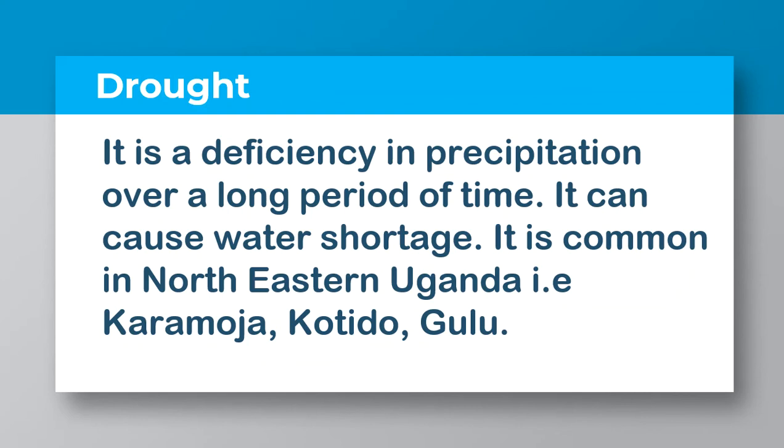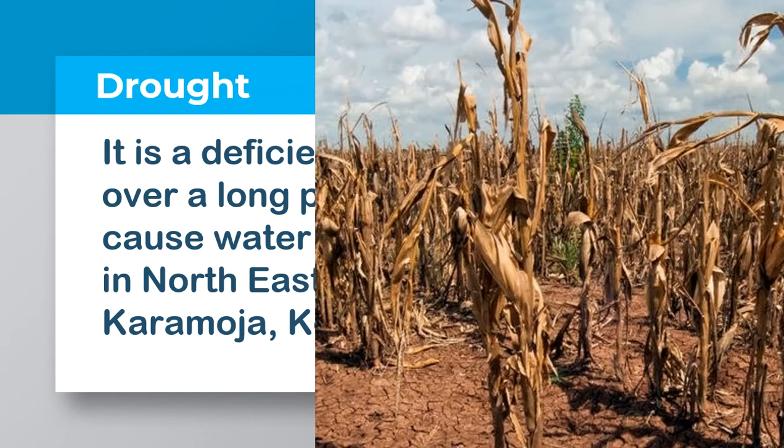People in Karamoja, I think you can relate to that. People in Kotido, in Gulu, in Arua. That is why these people basically carry out nomadic pastoralism. Their agriculture levels are very low due to the lack of rainfall. Maybe we can look at the impact.